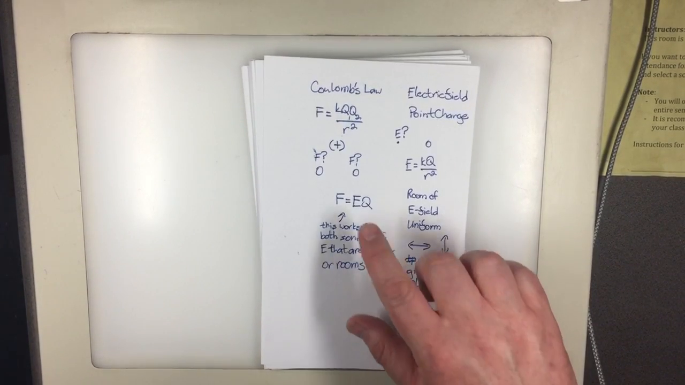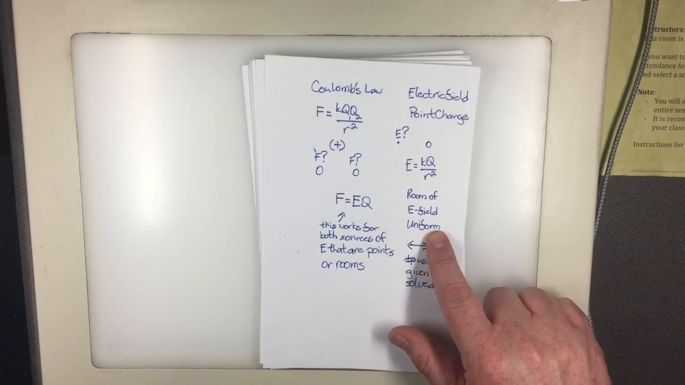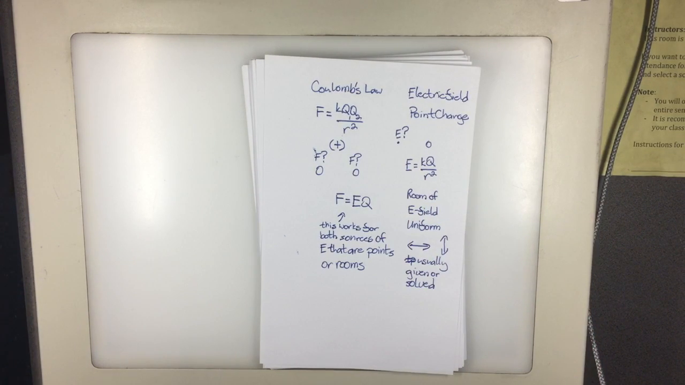If it was a point, that E field would come from here. And if it was a room of E field, like we talked yesterday about the capacitors, capacitors have uniform electric fields, and all you would then have to do is, give me the charge, give the magnitude of the E field, and then boom, there you go. But if you have a point charge and you put another point charge in the room, then you have to use Coulomb's law.